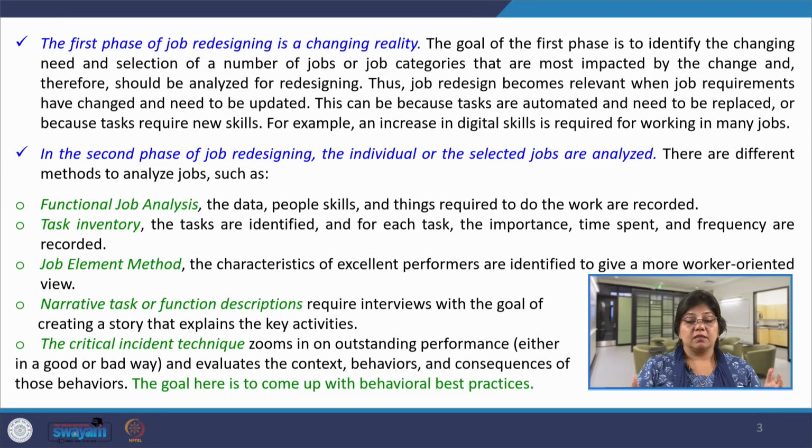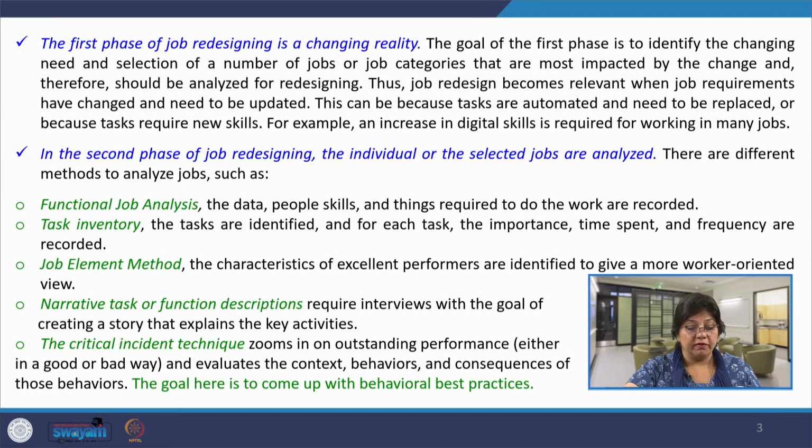So, these methods include functional job analysis, in terms of having data where people skills and other practices required to do the work are recorded. That means, in the first stage, identifying what kind of job is being performed in what manner, that data has to be there, that for one particular job, who is performing it, that is which employee is performing the particular job, with how much skill he or she possesses to perform that job. That is functional job analysis.